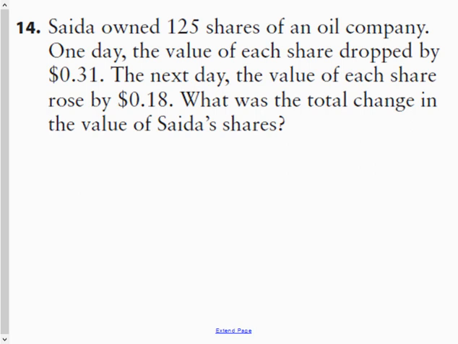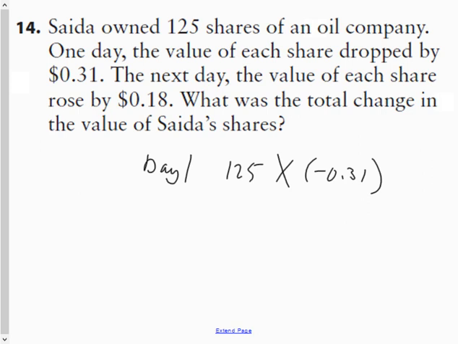Question 14. Seda owned 125 shares of an oil company. One day the value of each share dropped by 31 cents. The next day the value of each share rose by 18 cents. What was the total change in the value? So we're going to call this day one. So day one, she had 125 shares, and each one of those shares dropped 31 cents. We're going to multiply it by negative 0.31. So all 125 shares dropped by a value of 31 cents.